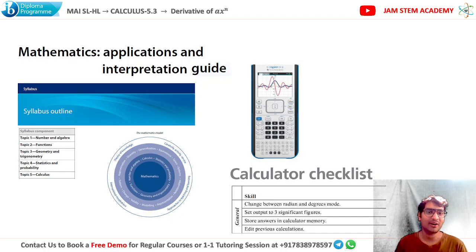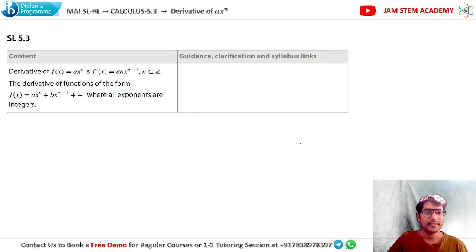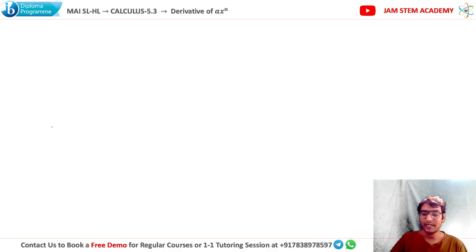Hey everyone, welcome all to MAI course, and in this session we are going to cover this SL 5.3 topic, which says derivative of f(x) equals ax to the power n, where we will start with n belonging to an integer. And what's the effect if that x to the power n is multiplied by a and we have any other polynomial function. So in this topic, we will see how to find these with the help of this formula as well as to find the derivative at a point using the technology GDC. So let's start with the problem.